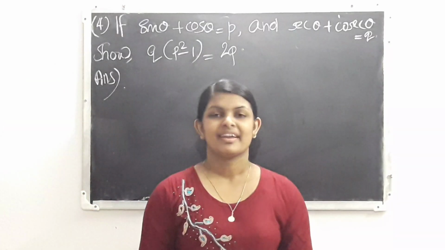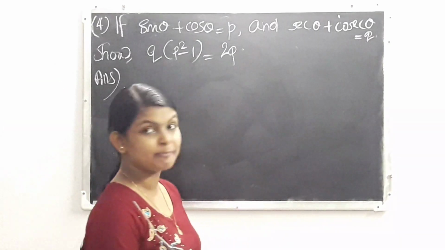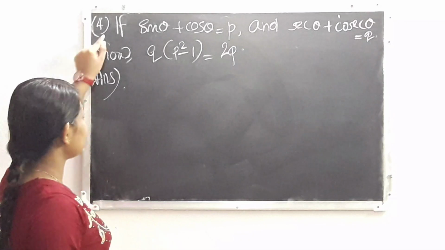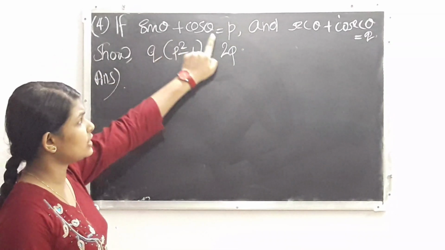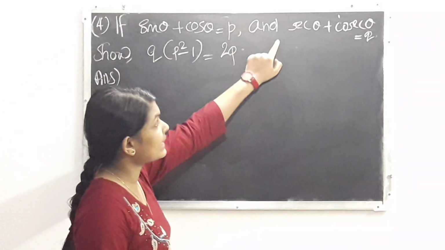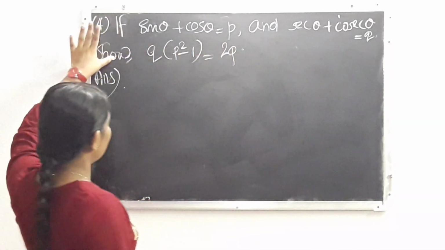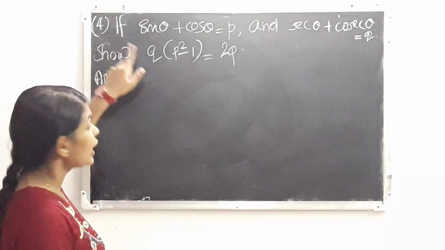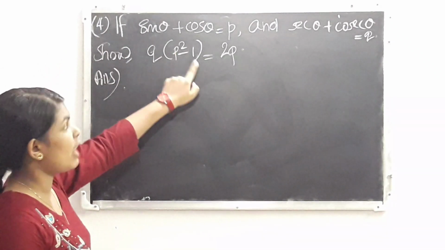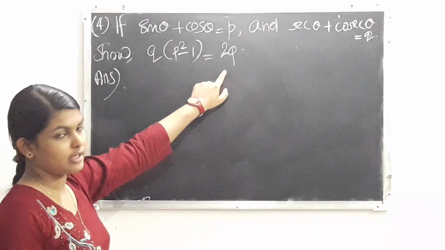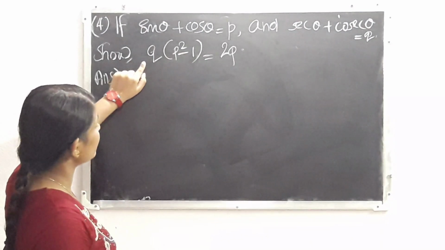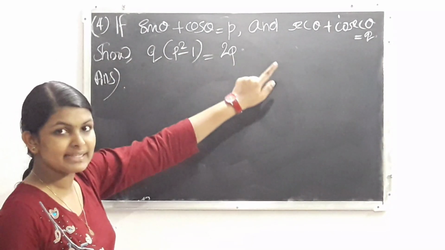Now we can go to the next question. It's a proof question. The question is, if sin theta plus cos theta is equal to P and sec theta plus cosec theta is equal to Q, we have to show that Q into P square minus 1 is equal to 2P. So what is Q here? Q is given as sec theta plus cosec theta.